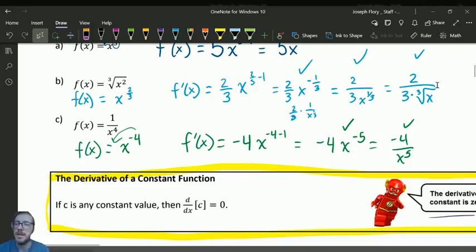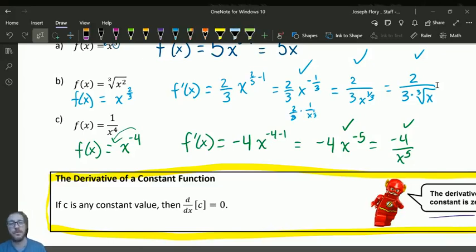Okay, part C is similar. We've got x to the 4th in the denominator. However, we can't use the power rule just in the denominator of a fraction. We can't use it just in the numerator of a fraction. We've got to take that whole function, which is 1 over x to the 4th, as a whole. What we can do is rewrite it with a negative exponent, right? 1 over x to the 4th is the same thing as x to the negative 4th.